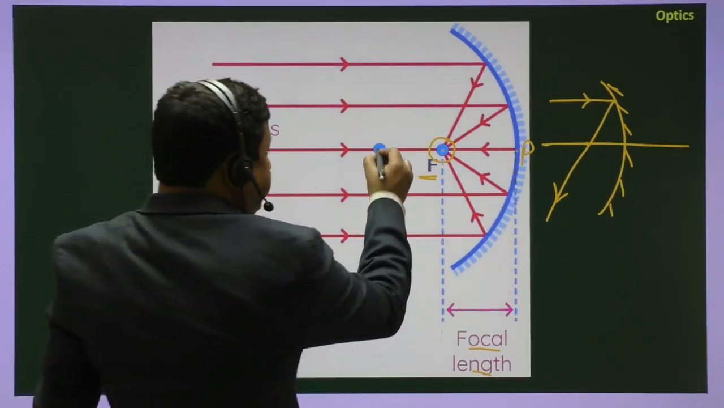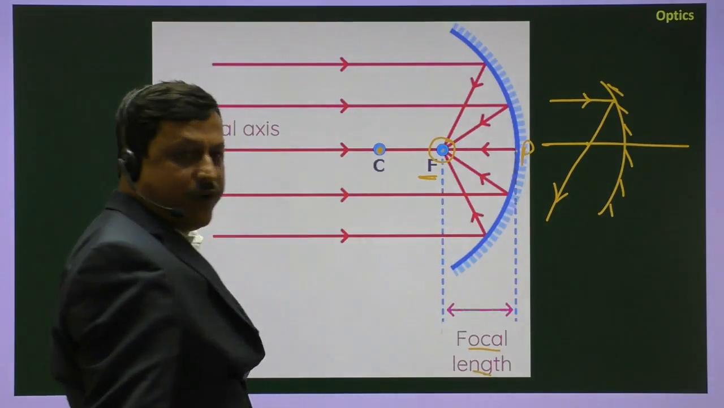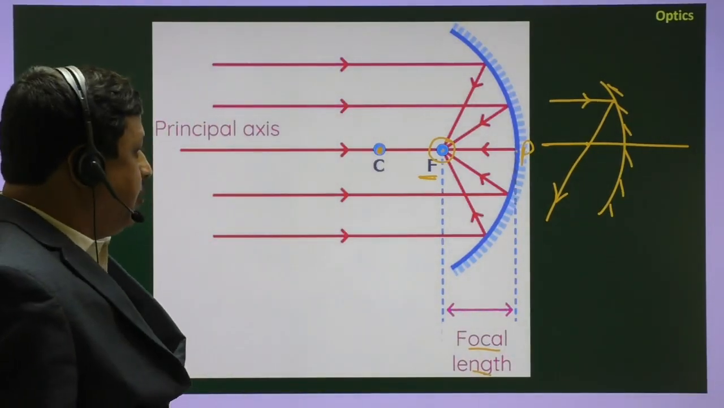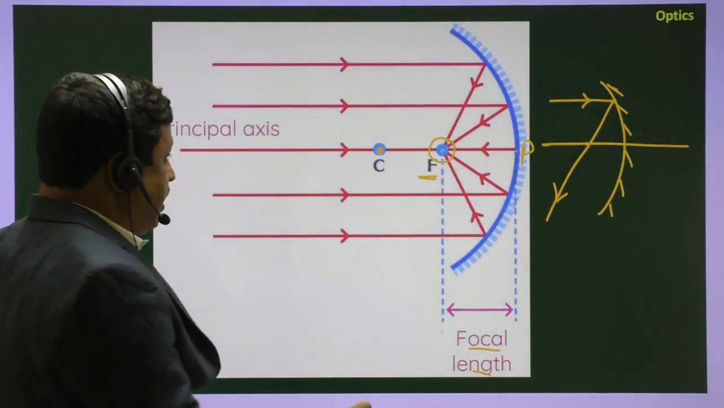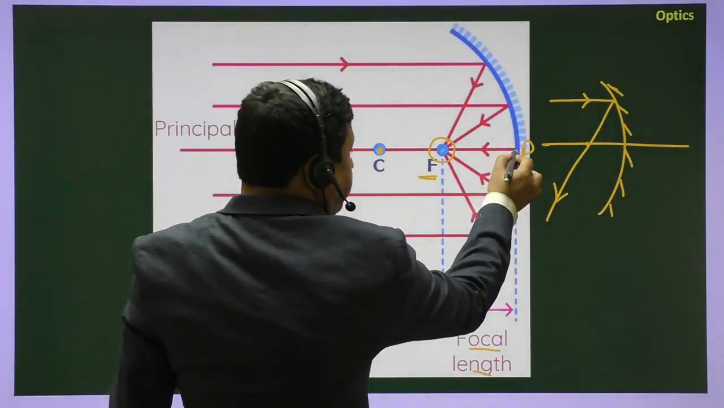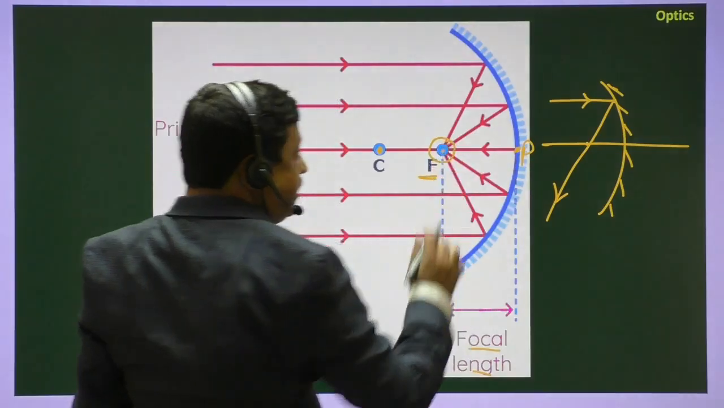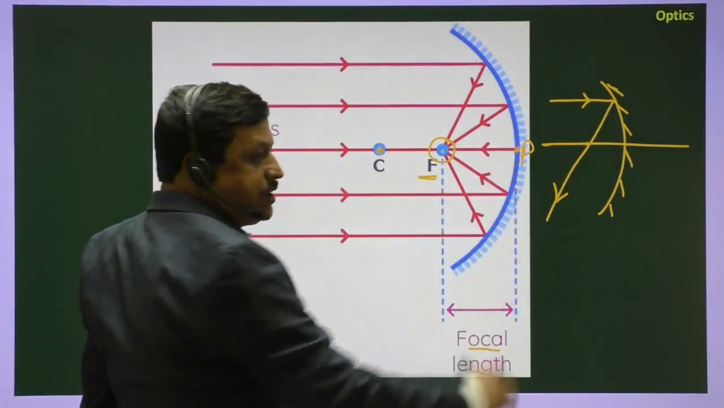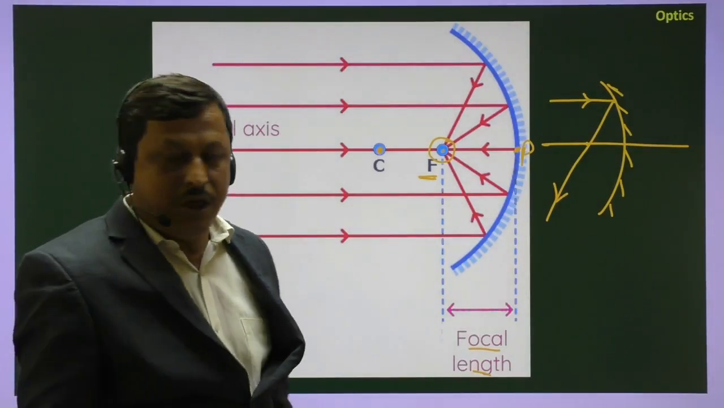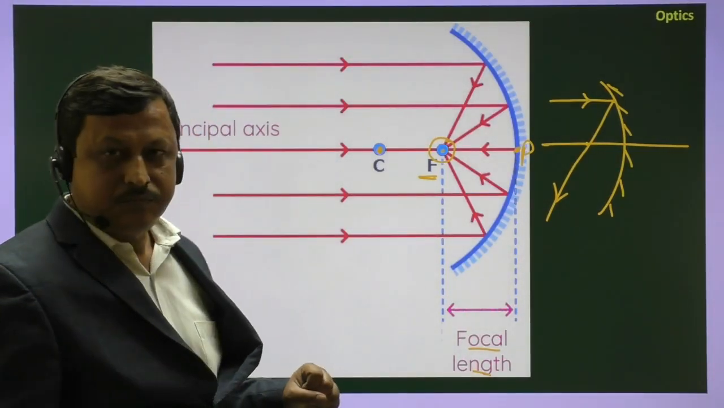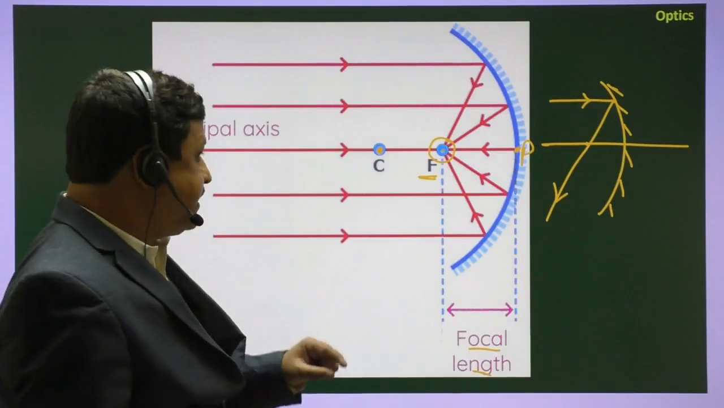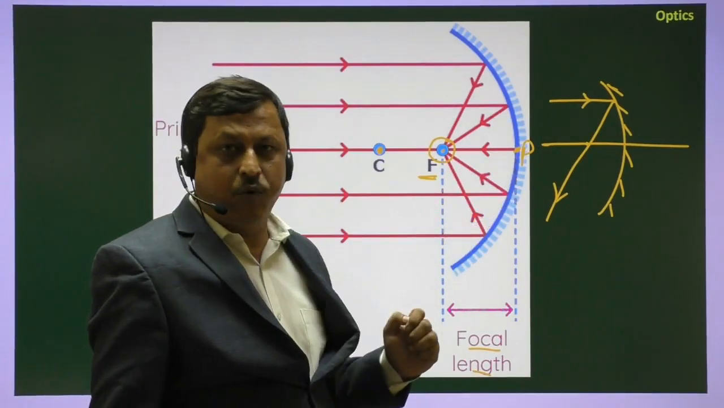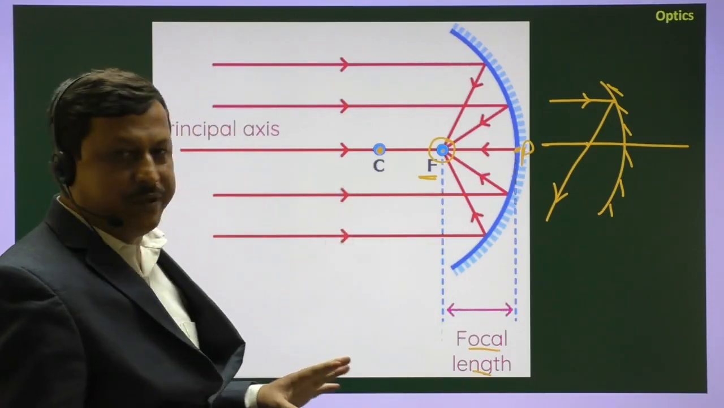And see, there is a center of curvature, and you have to memorize that the focus is situated at the midpoint between the center of curvature and the pole. Always, the focus is situated in between the center of curvature and pole. The midpoint of the center of curvature and pole.